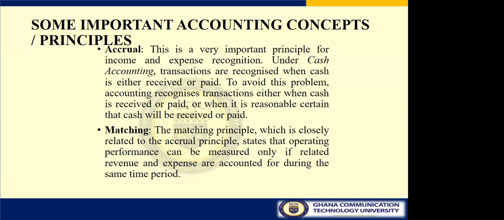It shouldn't be, let's say, that the revenue falls in next year, then you account for it within this year. No. So the revenue against the expenditure. If you have spent 20 cedis to generate a revenue of 100 cedis, the two should be recorded within the particular period in which they have occurred. All right. Any other explanation?